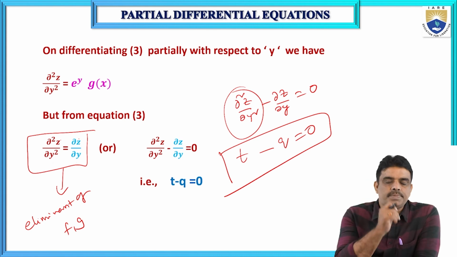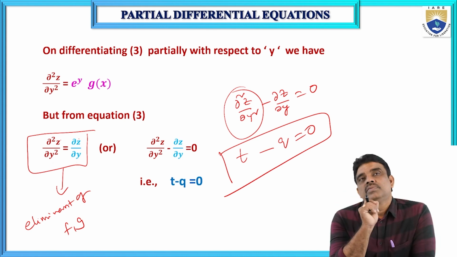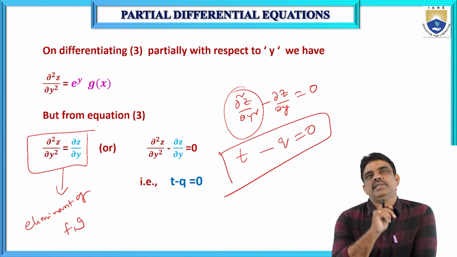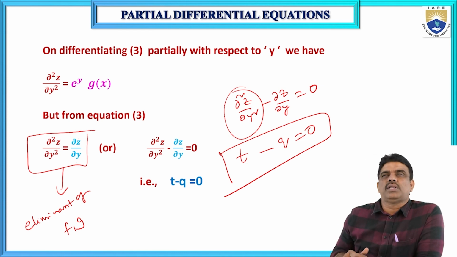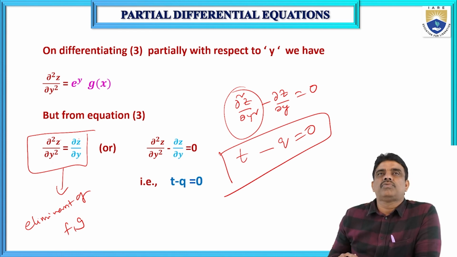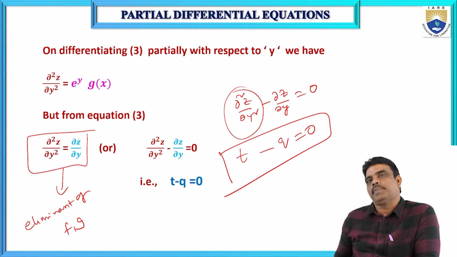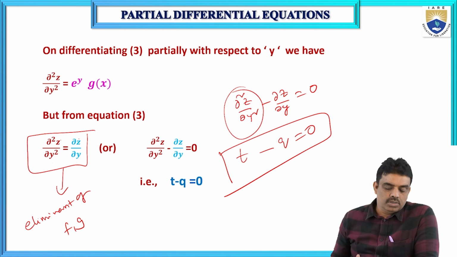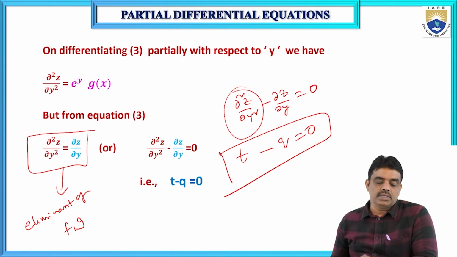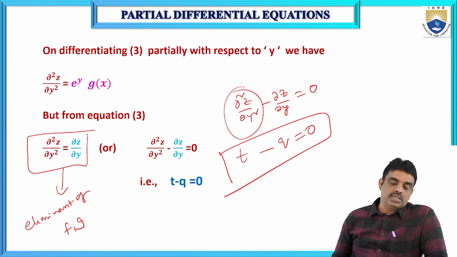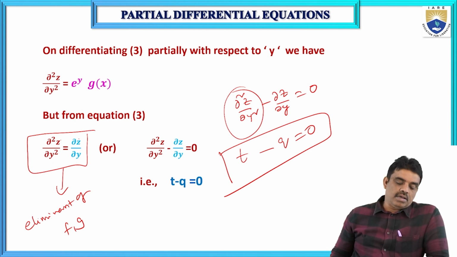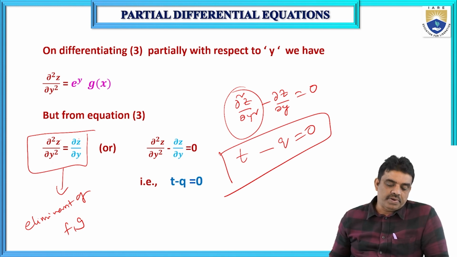If it is not possible to eliminate the functions f and g with respect to the given equations 1, 2, 3, then you have to form another equation by differentiating equation 2 or 3 partially with respect to x or y. That you can do on your own. You have to solve the equation and eliminate the constants or functions of x or function of y and form the differential equation.